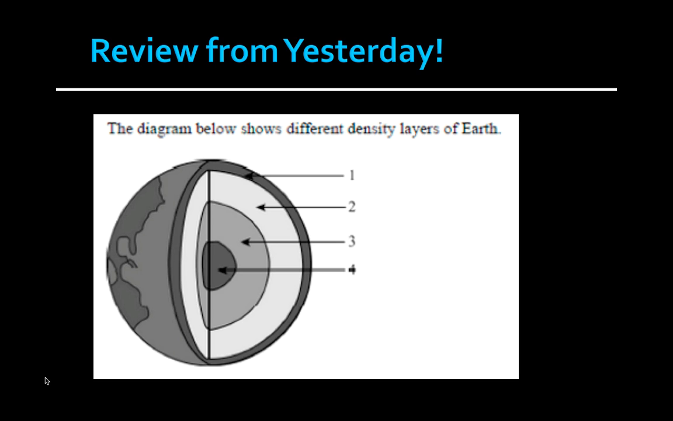Number 2 is the mantle. This is the thickest layer of the Earth that contains molten magma, which churns in convection currents that's powered by the heat from the core.